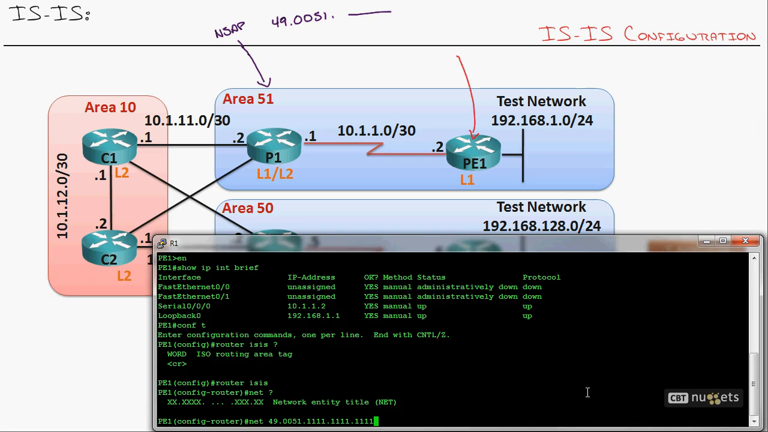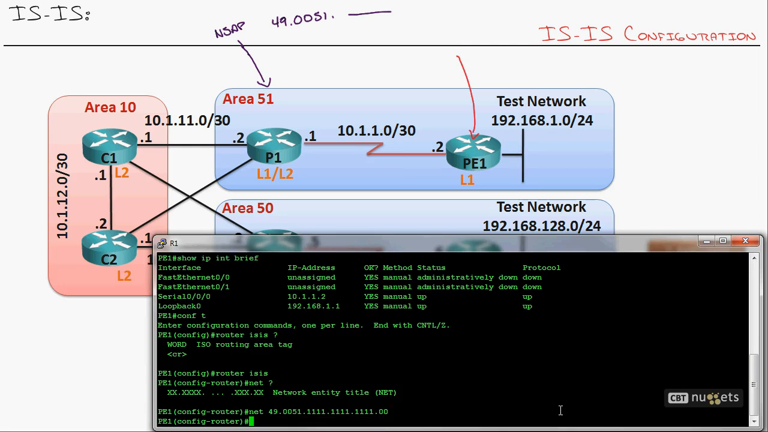1111111111. Right? Just because it's the first router I've configured, it has to be unique. So, for instance, I can't replicate that over on P1. I'll have to be a little more creative when I get to that. Dot, and then what's the last piece? It is the end cell, which is 00. Always 00, representing this is a router. Enter.